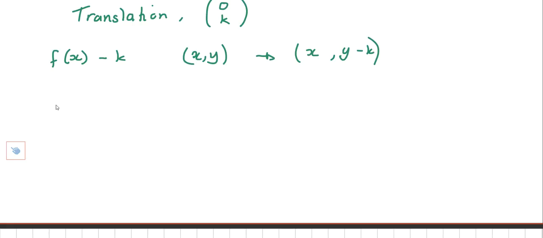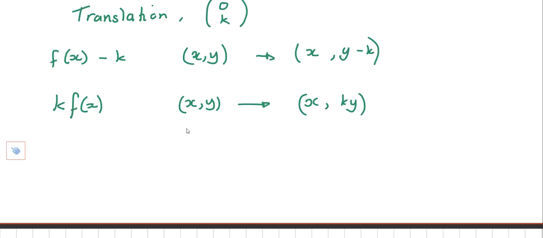So what if I were to do k f of x? We take an x and y coordinate. What will it end up being? Which coordinate gets changed? The y coordinate, because we're outside the function. And how will it be changed? So the new coordinates would be x and ky. If I take every y coordinate and multiply it by something, what is that going to do? So this will end up being a stretch. And what will the scale factor be? k. And the direction is the y-axis. Okay.